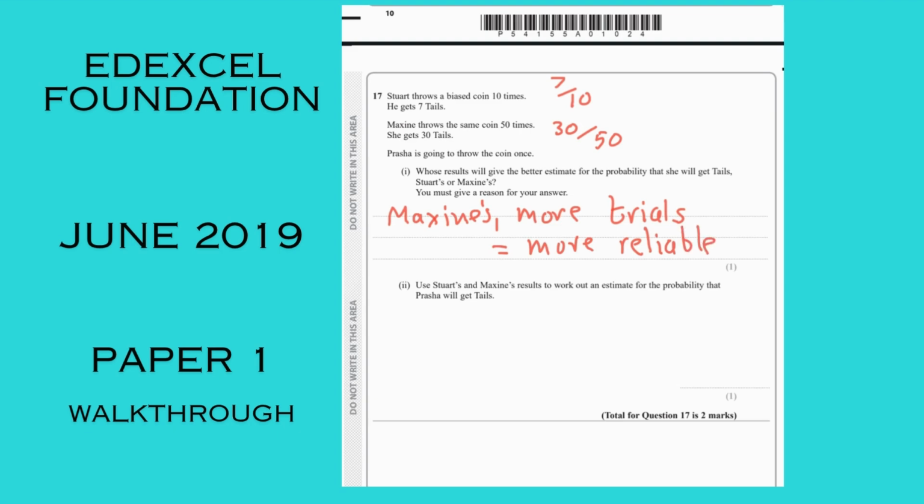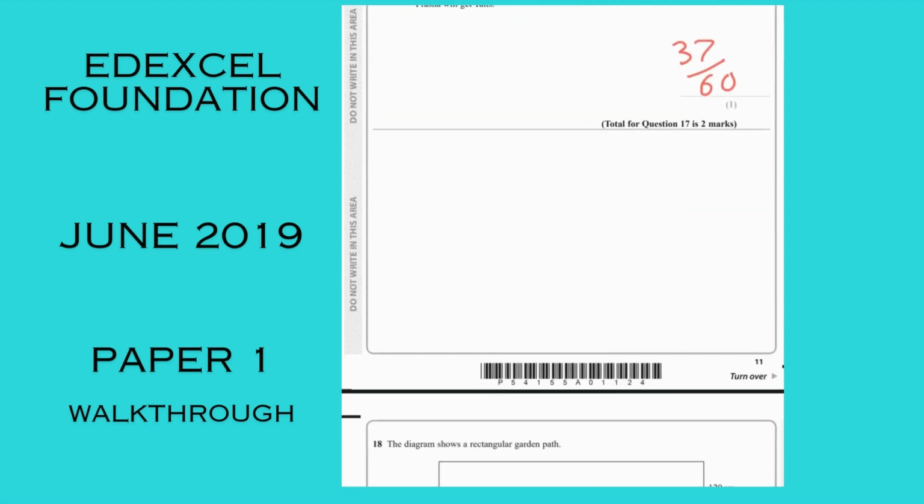Use Stuart's and Maxine's results. So that means we need to combine them. So in total, there were 60 trials. And how many tails did we get? We got a total of 37. Don't overcomplicate, that's all it was asking for.